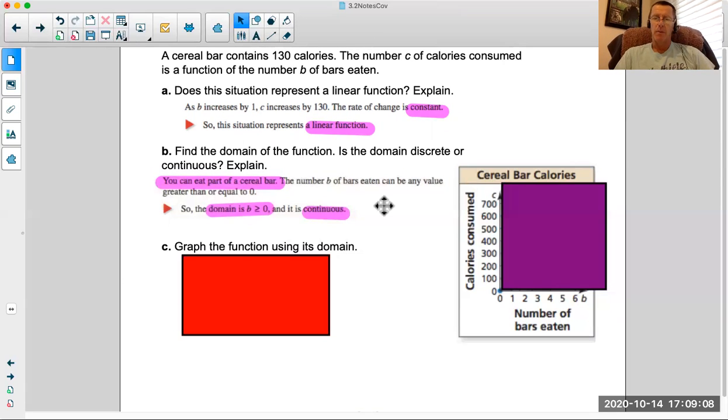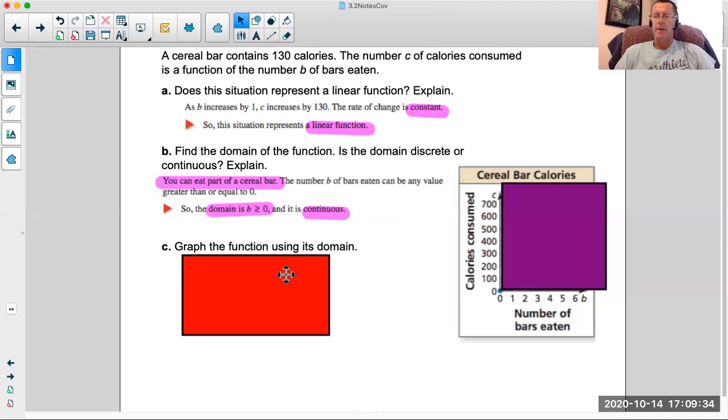So yeah, you can eat part of a cereal bar. So the number of bars eaten can be any value greater than or equal to 0. It can't be negative, right? You can't have a negative bar. Well, I guess you could in one situation, but that'd be disgusting. We're not going to go there. So the domain is B, the number of bars, is greater than or equal to 0. I hope you see how that takes into account having 1/3 of a bar or 1/4 of a bar, anything greater than or equal to 0. And that would be continuous, okay?